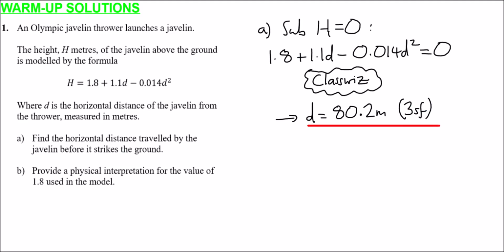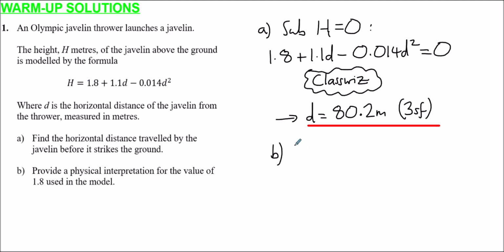Then part B, we're asked to provide a physical interpretation for the value of 1.8 using this model. So 1.8 is the value of h when d is 0. But that isn't answering the question. When d was 0, all this would be nothing. So we'd just be left with 1.8. So when it's not travelled any horizontal distance at all, it must have been 1.8 meters in the air. And so what it's saying here is, the moment it leaves the javelinist's hand, it's 1.8 meters above the ground. So this is the height from which the javelin is thrown.